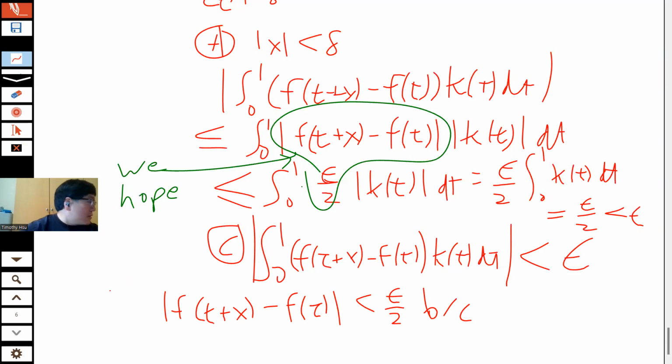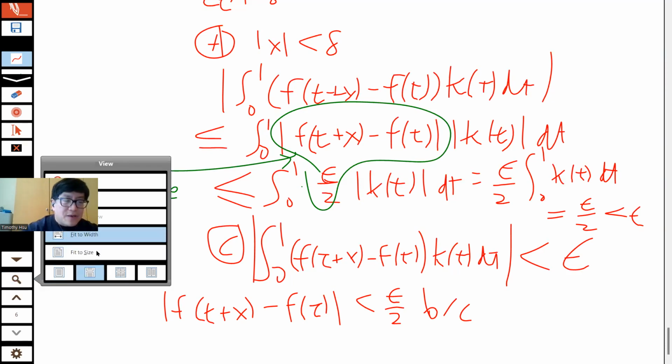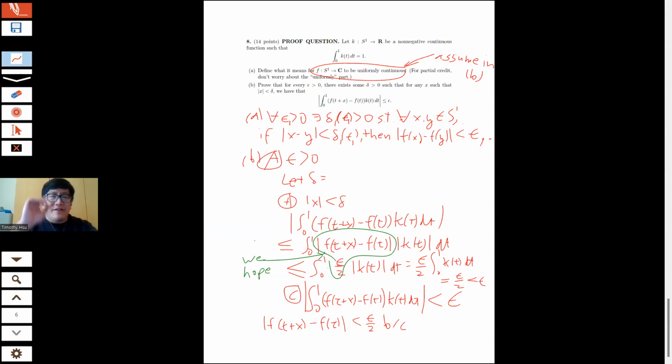But before I go ahead and do that, is everybody good so far? Is everyone okay with the process? We hope that particular quantity will be small, and indeed, if that particular quantity is small, then we can get to the end and show that the integral we want is less than epsilon. Is everybody okay with the fact that it all comes down to proving the inequality in green?